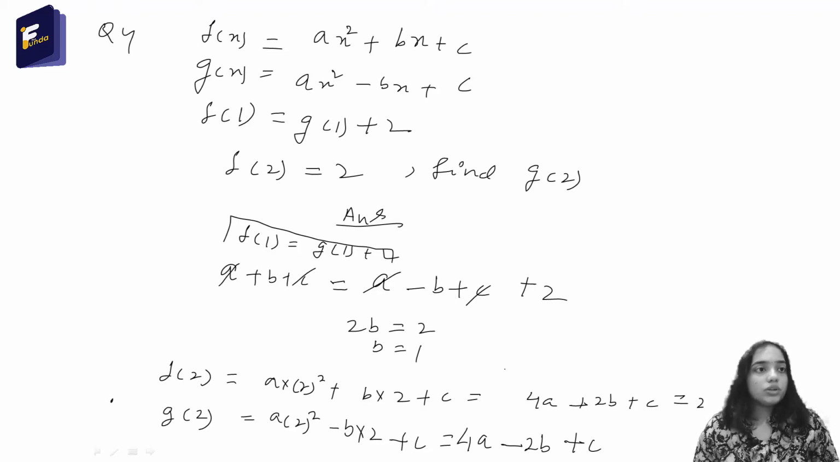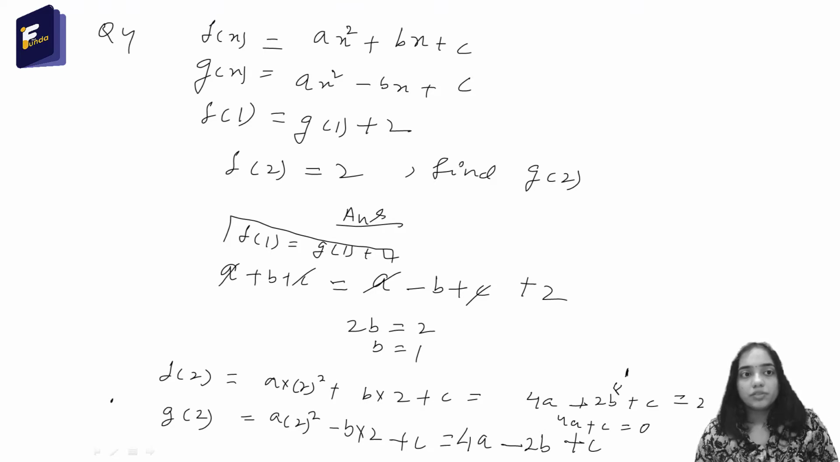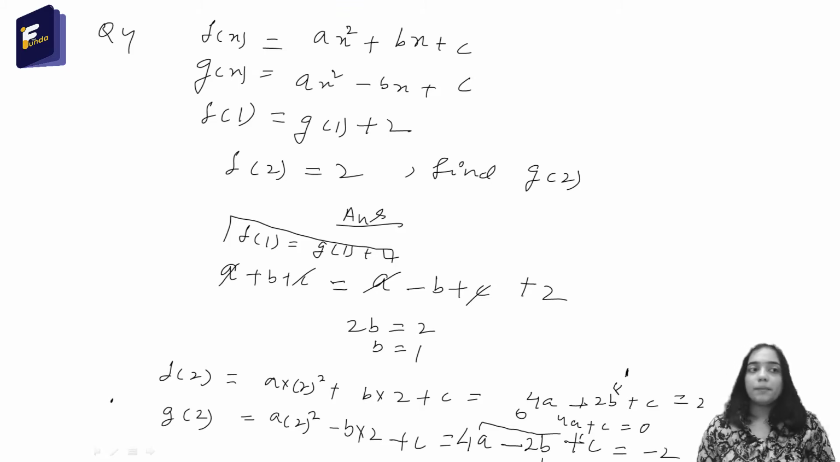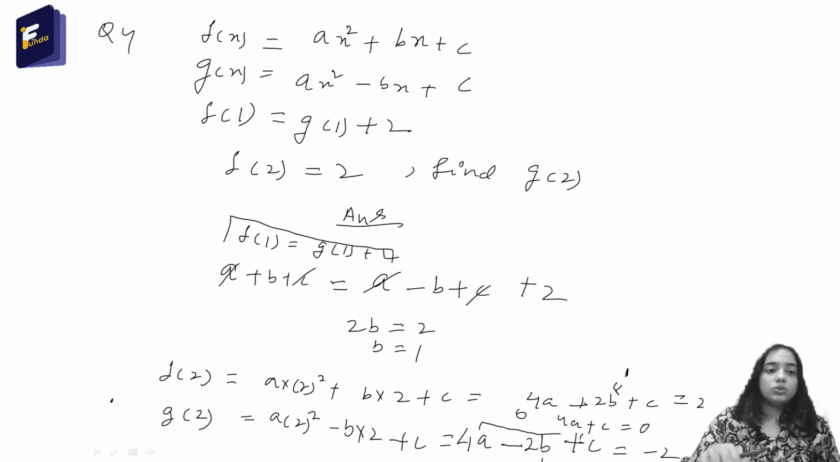Okay, so we are given that f of 2 equal to 2. So we know that b equal to 1. So here we will put b equal to 1. Then we will get 4a plus c equal to 0. If we put b as 1, it will be 2 and 2 to cancel. So 4a plus c equal to 0. So we have now got the value of 4a plus c, and we will use that in g of 2. This 4a plus c is 0 and b is 1. So this whole value will be equal to minus 2. So g of 2 is minus 2. Very easy. So let's go to the next question.